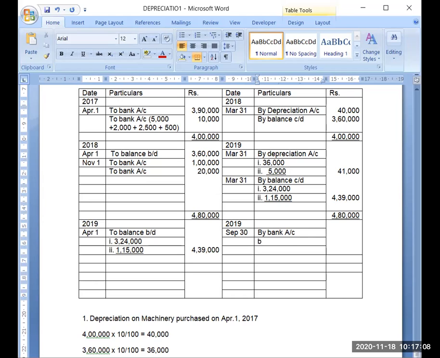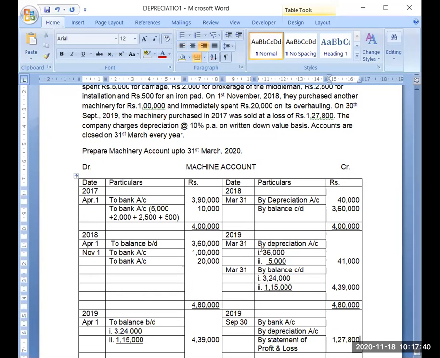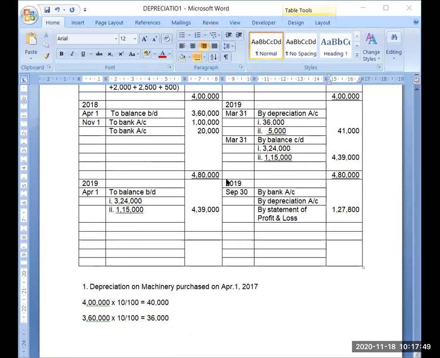Then loss has been given by depreciation. Obviously we have used this machinery for some part of this year, so we will be charging some depreciation on this machinery, and loss amount has been given by statement of profit and loss. This is given 1,27,800 in the question. So we will again prepare working note.